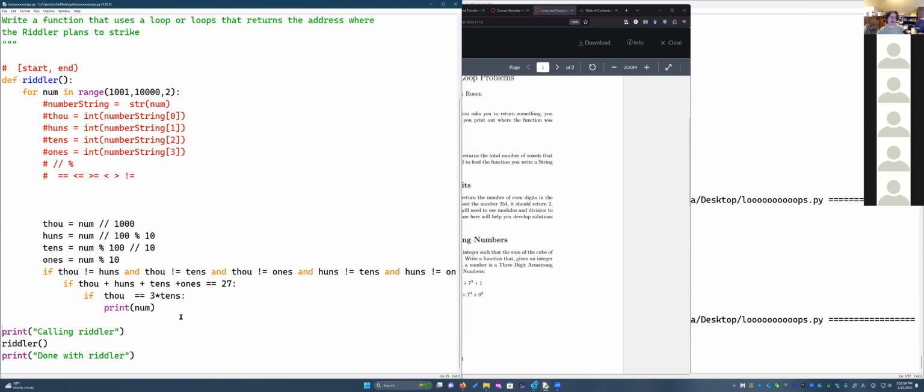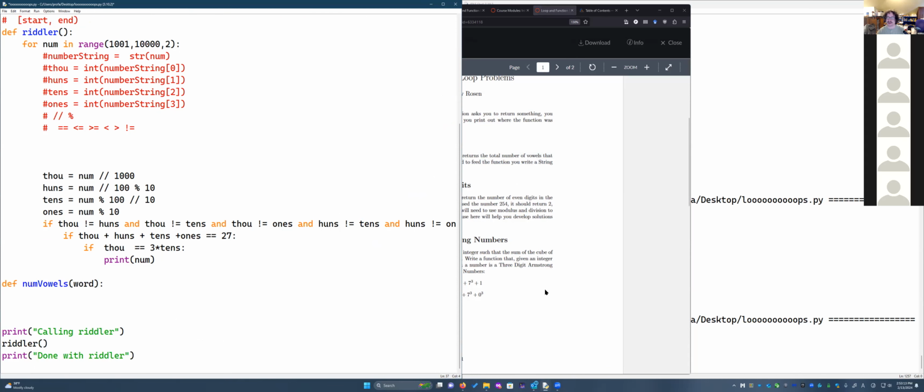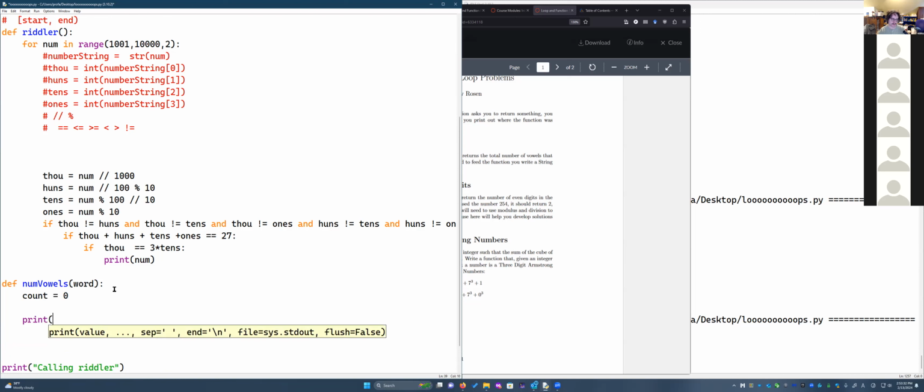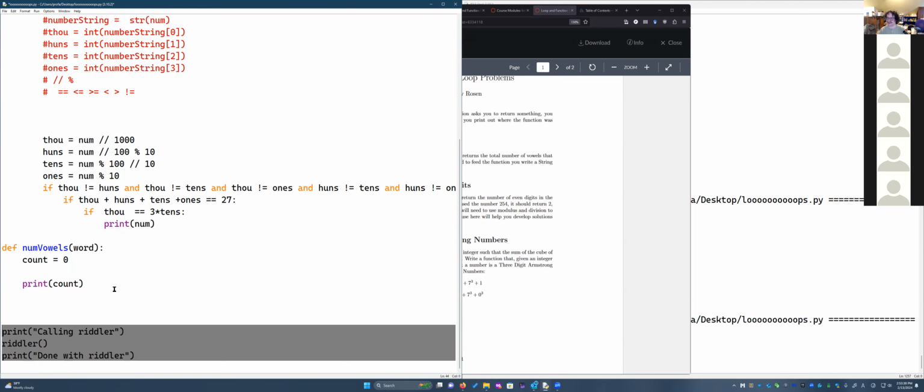So I'll write you a method stub, as I call it, to get you started. Def num vowels. It's going to take in some string. I'll call it word, and you want to tell me how many vowels are in this string. We'll call count equal to 0. And then you'll want to print out the count. Not putting it in parentheses is an old Python 2 thing.